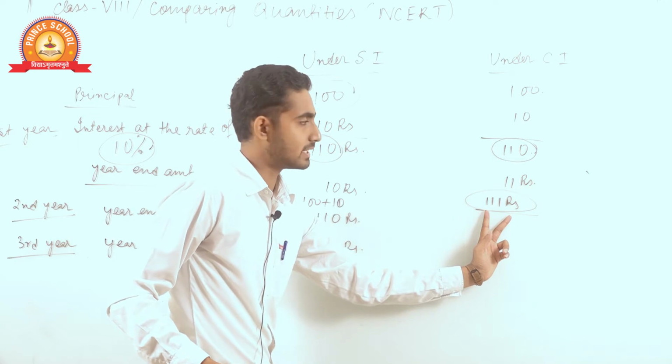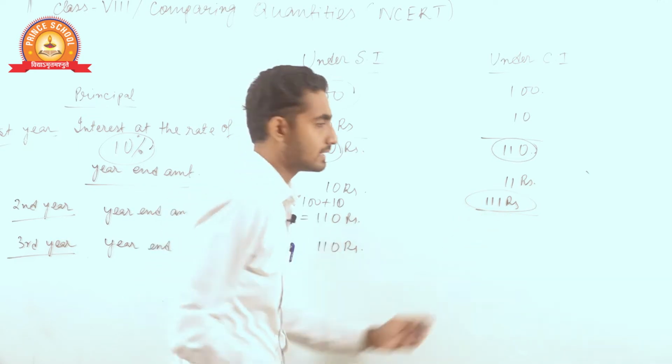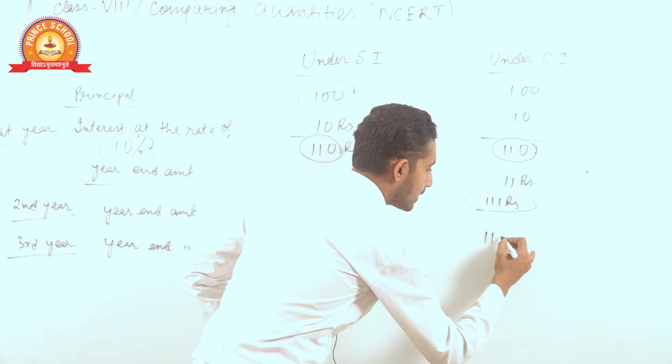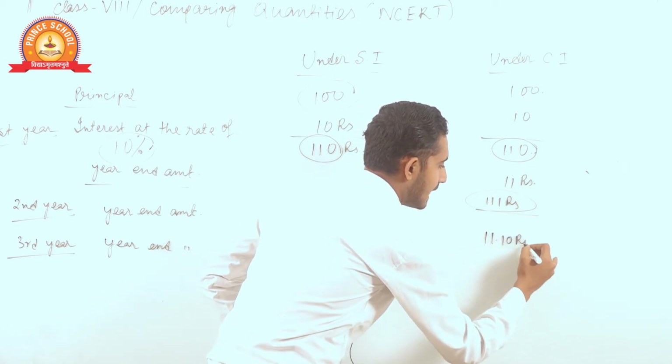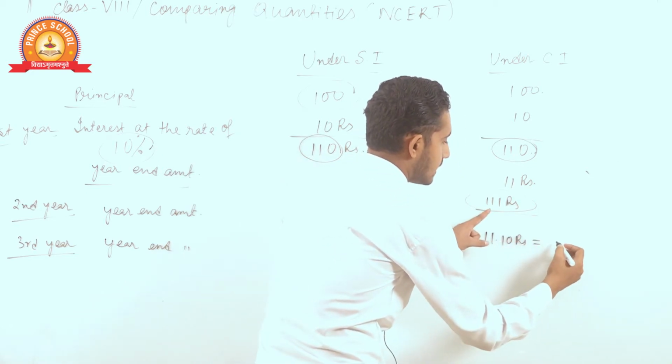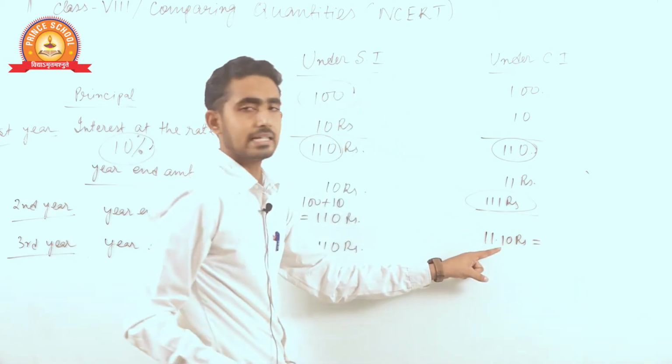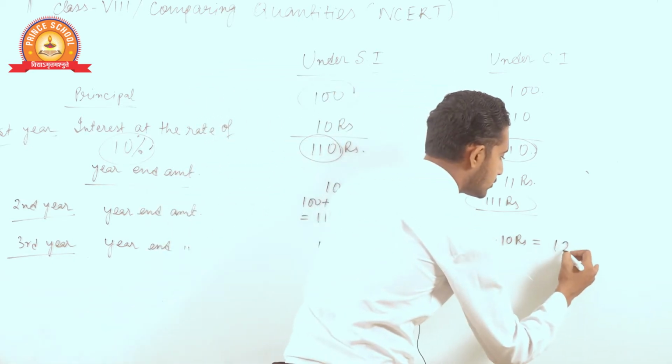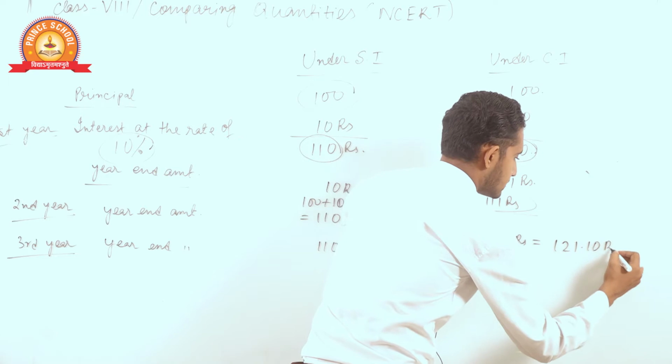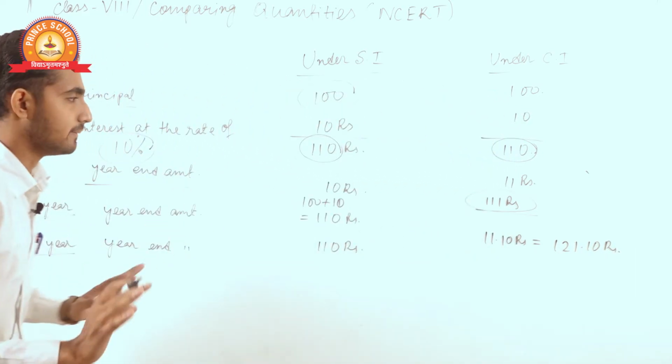111 का 10% हम निकाले तो आपका कितना आएगा? That is your 11.10 rupees, and 111 plus 11.10, that is your 121.10 rupees. Now we will add them.